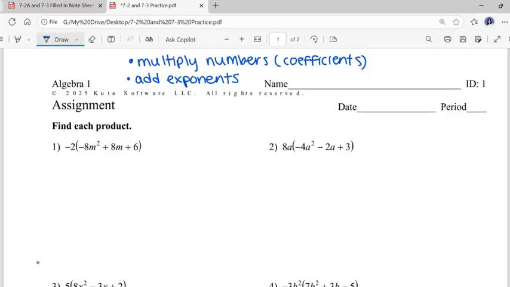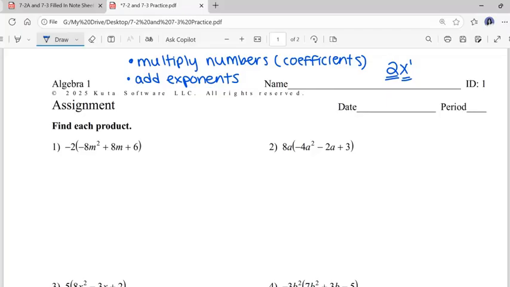Okay, so when I'm talking about the number part, for example, if I had 2x, the coefficient would be 2, and the variable would be x with an exponent of 1. Okay? All right, so in this first one, number 1, this is a very traditional distribution type problem. So you are still welcome in this situation to distribute that -2.